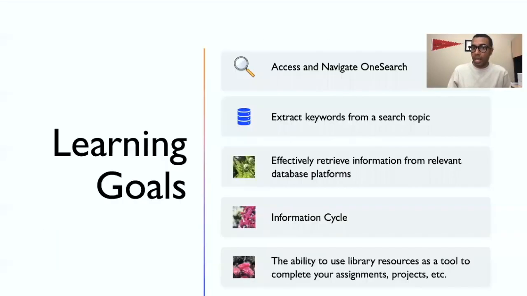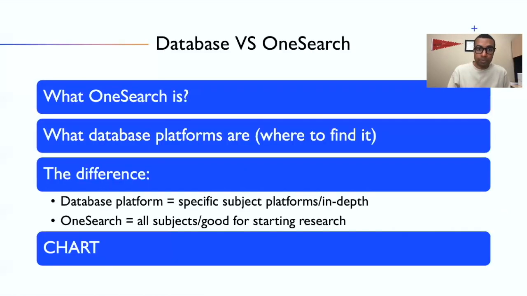Our learning goals today are to learn how to access and navigate OneSearch. We're going to learn how to extract keywords from our search topic or our research question. We're going to learn how to use the database platforms. We're going to learn the information cycle. And our primary goal is for you to learn how to use library resources as a tool to enhance your projects, essays, and assignments. Let's go straight into it.